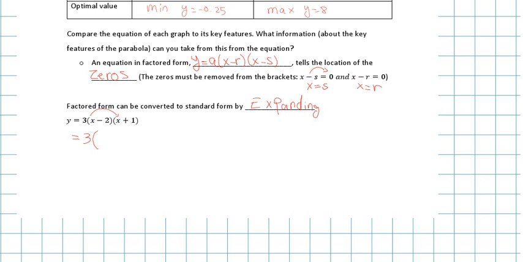x squared plus x minus 2x minus 2. And then distribute the 3 in. Excellent. So 3 times x squared is 3x squared. 3 times x is 3x. 3 times negative 2x is negative 6x. 3 times negative 2 is negative 6. And then collect like terms.